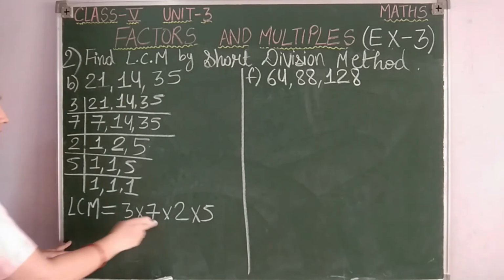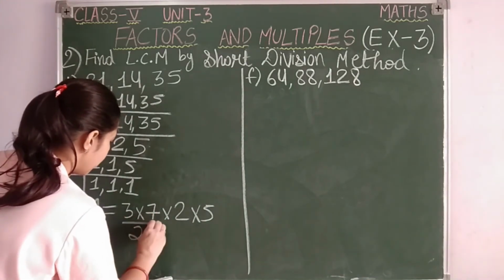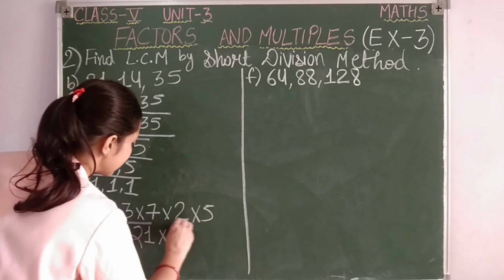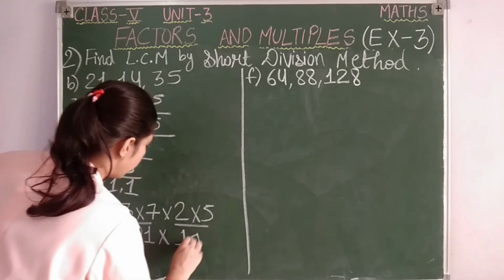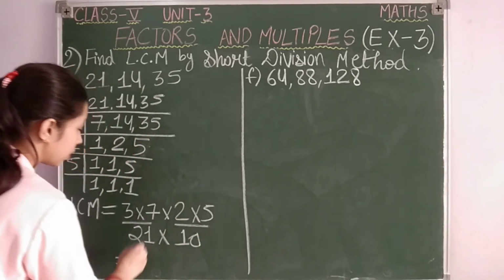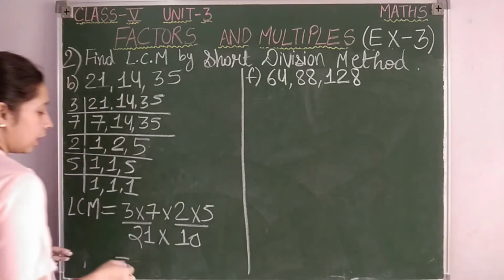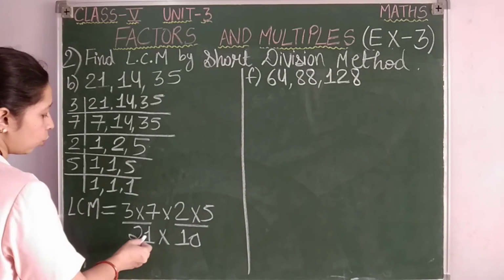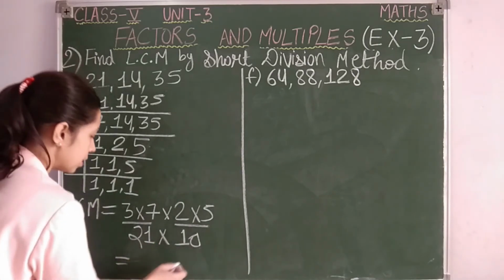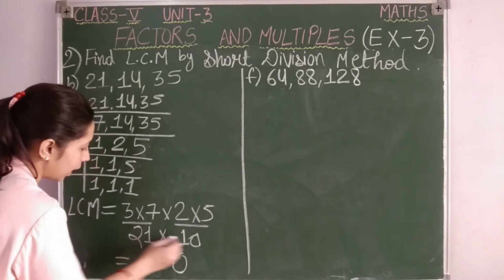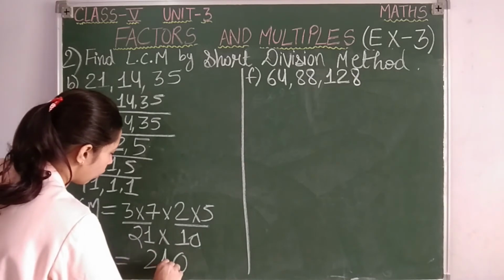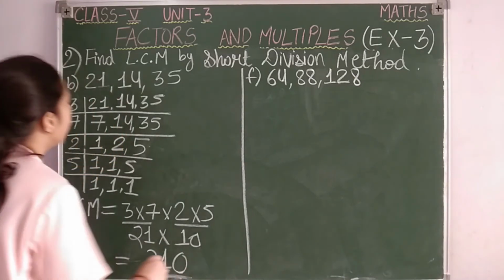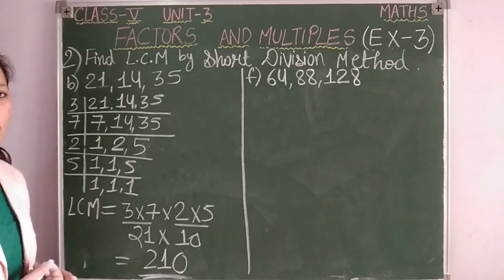Got it, students? 3 7s are 21. 2 5s are 10. I have explained such multiplication where one number has zeros at the end. So what we have to do? 21 into 10. This 0 I will write in the product, and 21 1s are 21. See how simply we got the lowest common multiple. For 21, 14 and 35 it is 210.